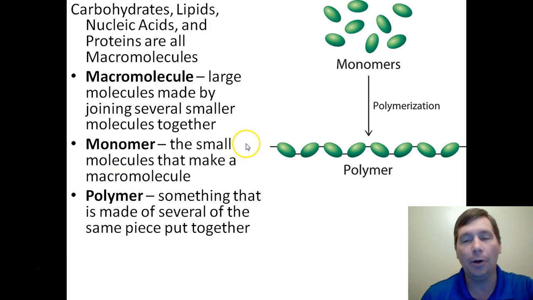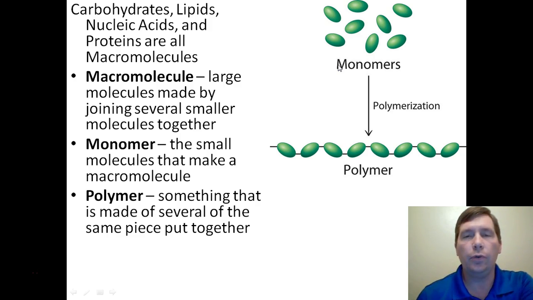And a polymer is something that's made of several of the same piece put together over and over again. A great example of a polymer would be a link of metal chain. A chain is made out of a bunch of individual links that are put together. That would be a polymer. So you can think of a macromolecule as being like a chain. We take a bunch of these monomers, which are the same molecules, we put them together in a line and we make a macromolecule. And a macromolecule is an example of a polymer.